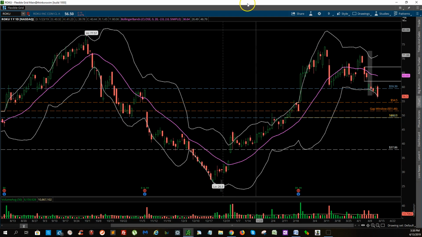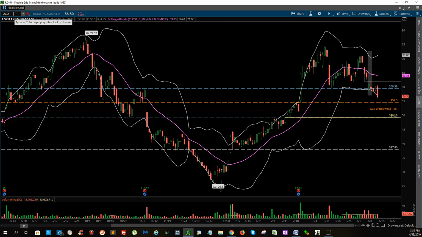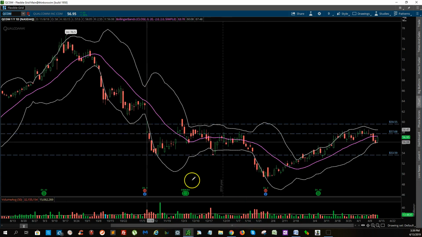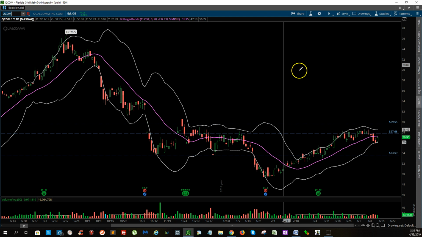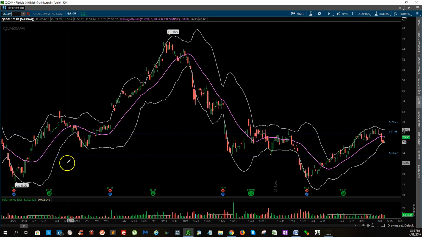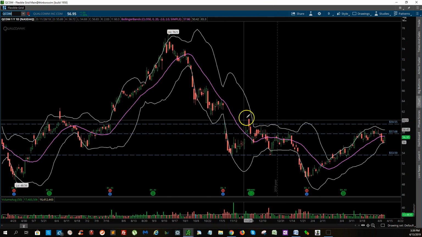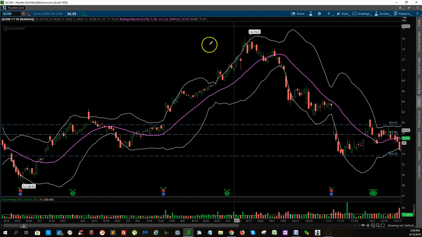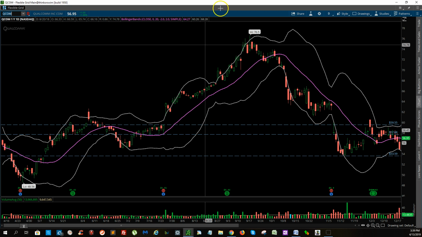Let's look at another example of that real quick. How about Qualcomm? Let's see here. Here we go. Bollinger Band walking. Here's another great example of it. Look at this, this is very cool. So we're in this trade. Everything's going great. There would be no reason to get out here.